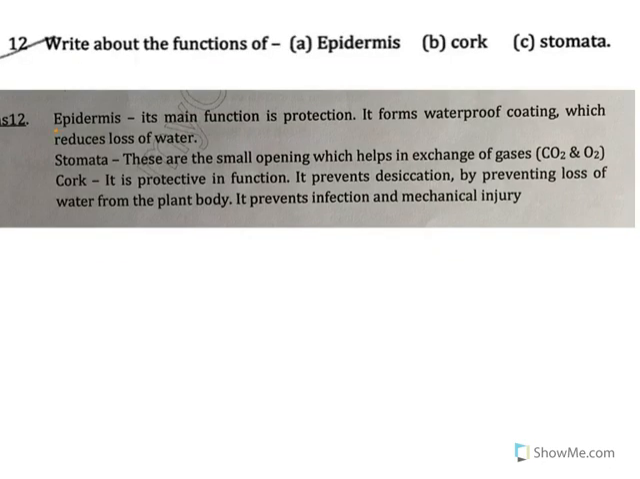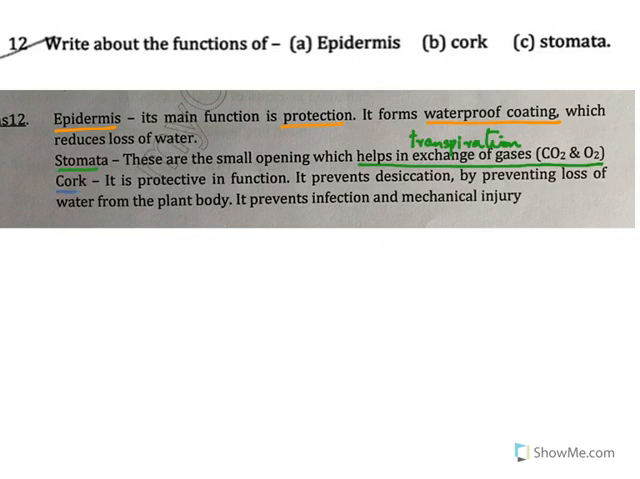Give the functions of the epidermis. Epidermis, the main function is protection. It has a waterproof coating which reduces the loss of water. It's the outermost covering, so it helps in protecting the plant. Then we have the stomata. These are small openings that help in the exchange of gases, carbon dioxide and oxygen. They also help in transpiration, that's giving out of water in the form of water vapor by the leaves.